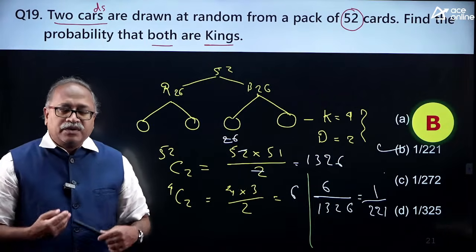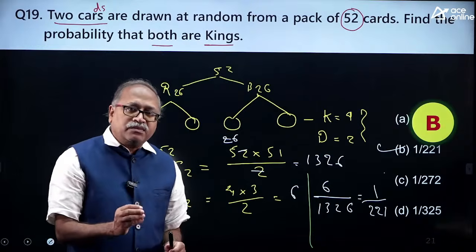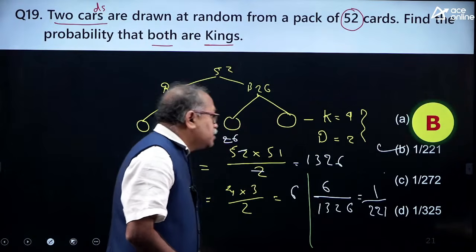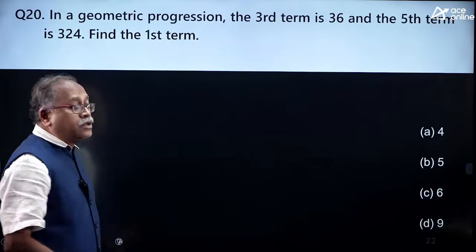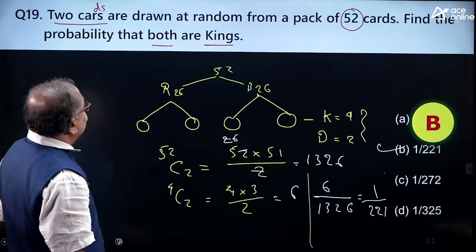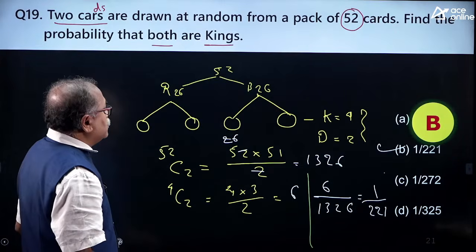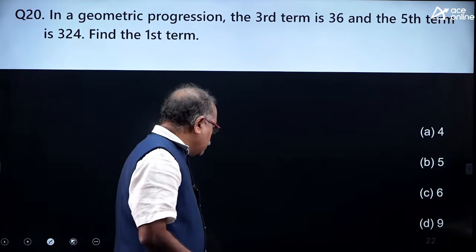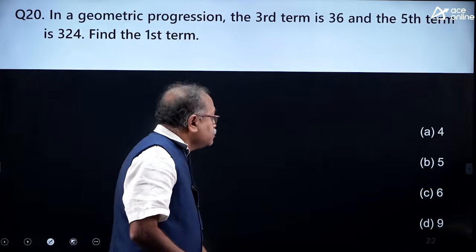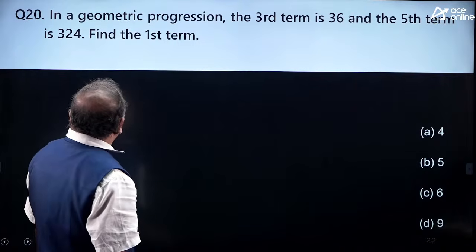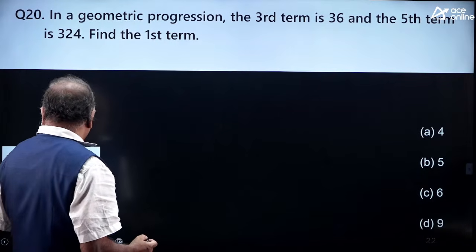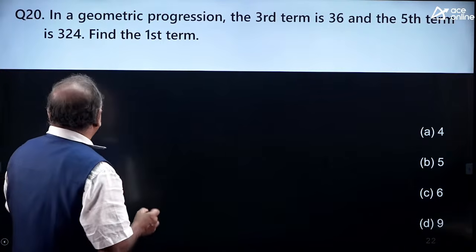I hope whatever we have done up to this point, some practice is done from your side. This will continue. Now, which one did we do? Question number 19. Okay. Now, come to question number 20. What is the question? Allow me to read it out.